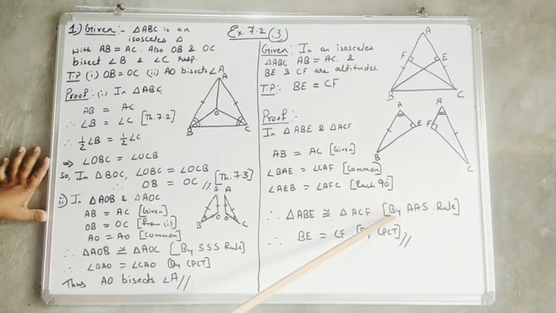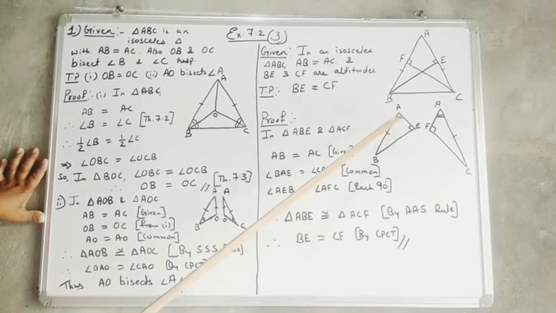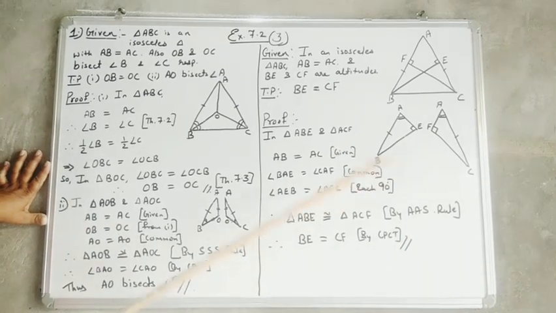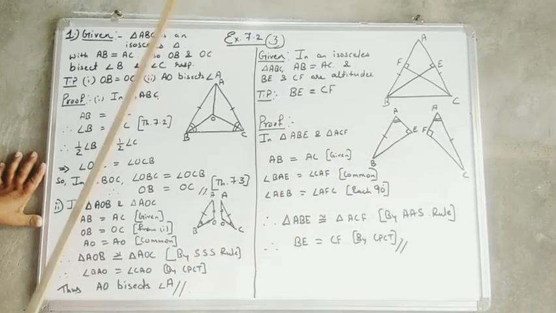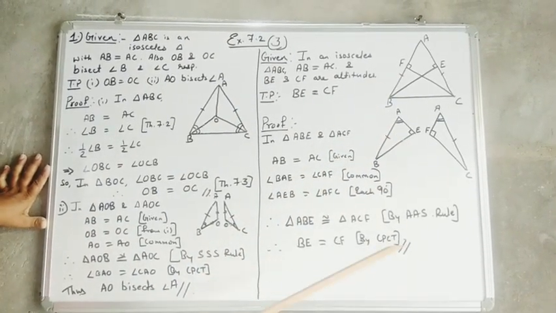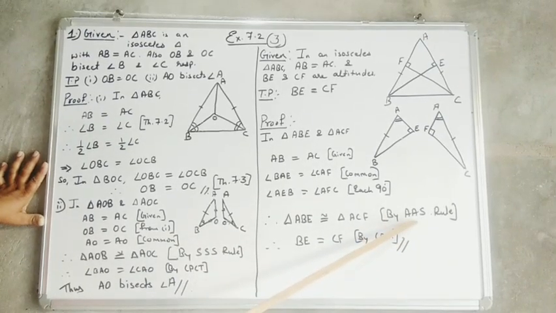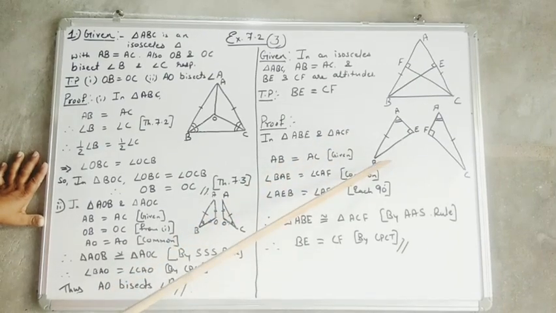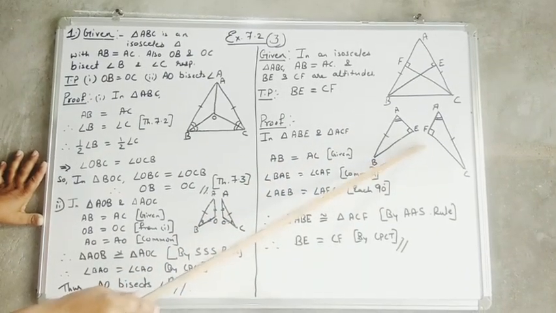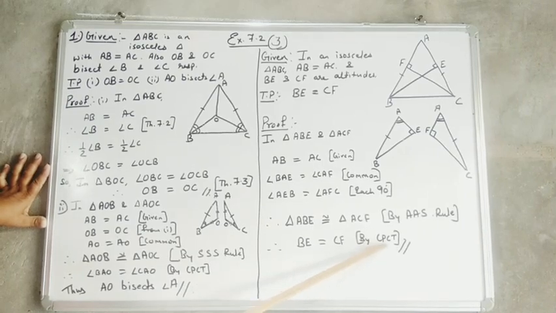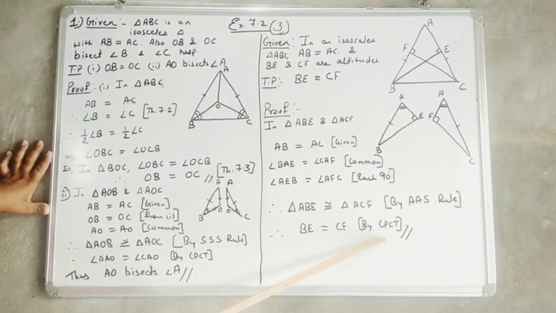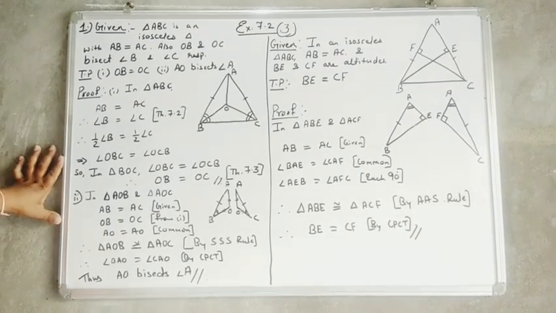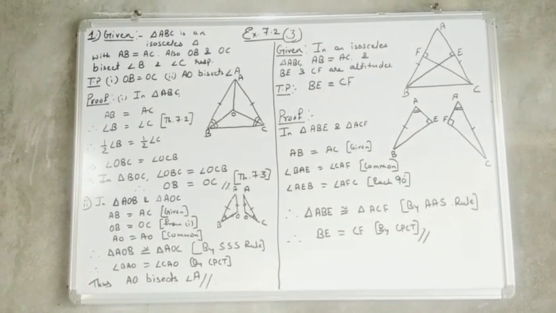You have to see which rule comes out: angle, angle, side. Can you say RHS? No. Why? Because here there is a right angle, but the hypotenuse and a side are not given as needed, so we can't use RHS here. It is by the angle, angle, side rule. Since both triangles are congruent, can we say BE is equal to CF? Yes, by CPCT, corresponding parts of congruent triangles. That is the question of this exercise.